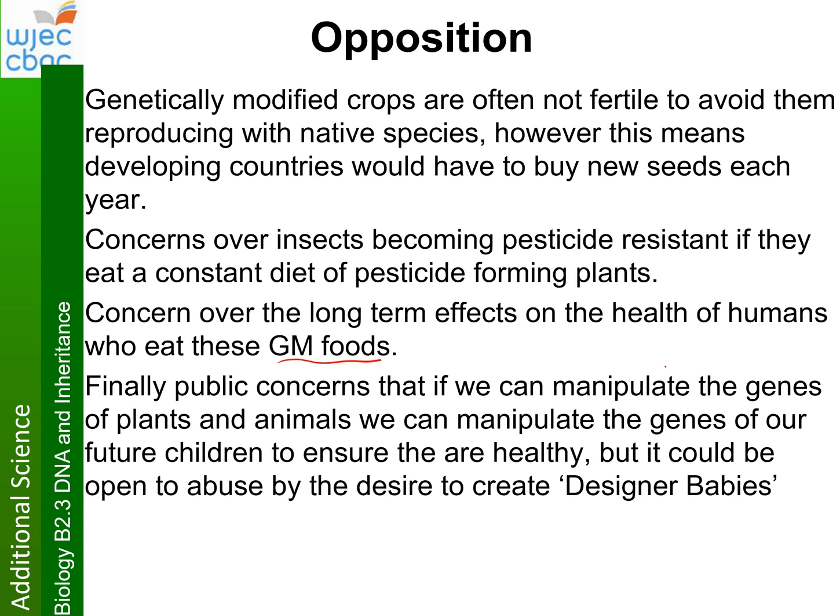Finally, public concerns that if we can manipulate the genes of plants and animals, then we can manipulate the genes of our future children. So the idea is that people who had enough money could create what we call a designer baby, okay? And what we mean by this is that they could have the genes of the baby altered to make the baby super intelligent, super attractive, okay? Tall, blue eyes, blonde hair, whatever features you felt were the desirable features, okay, to create this designer baby.